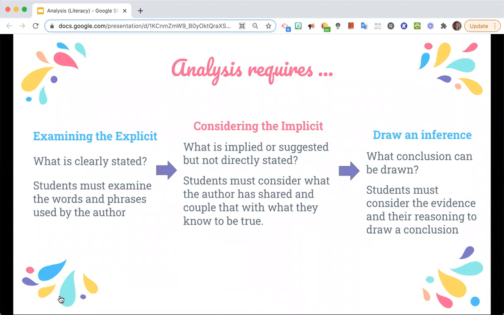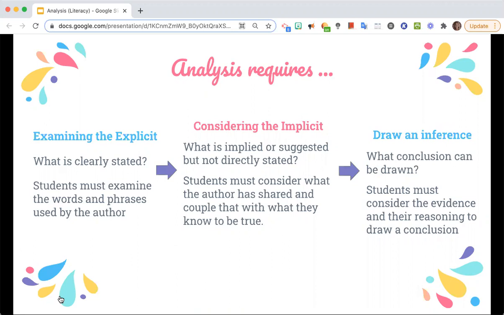Analysis requires examining the explicit, considering the implicit, and then drawing an inference. So what exactly does that mean? What is clearly stated is the explicit information. Students must examine the words and phrases used by the author. In some cases, it is not text. In some cases, it is an image or a graphic. But students will examine the words, the contents, the phrases of the text that they're looking at.